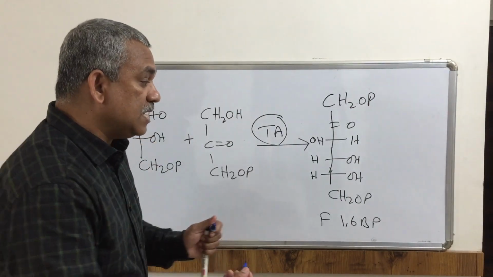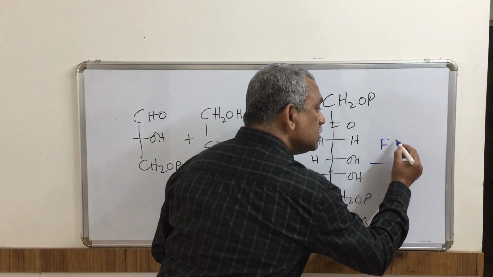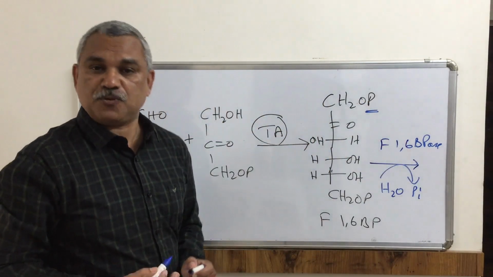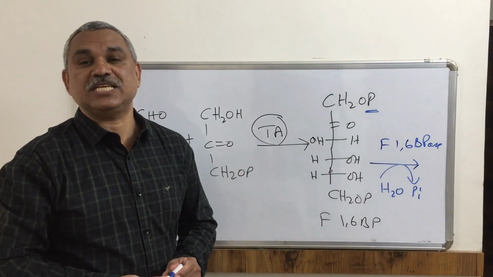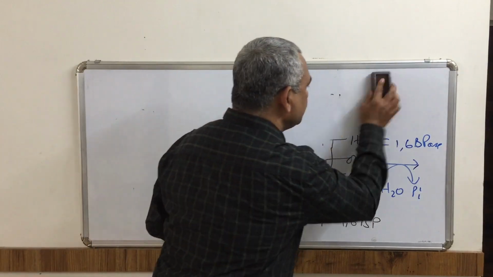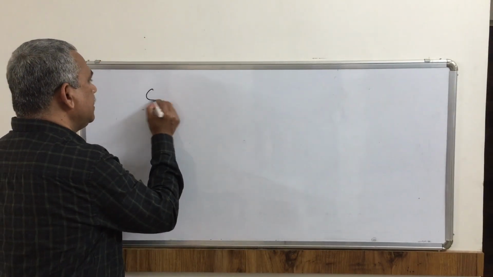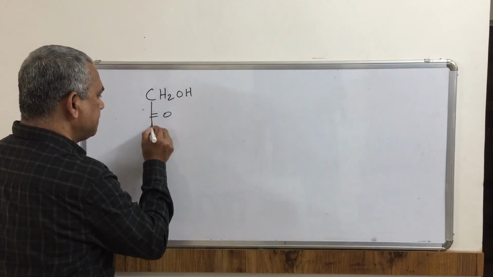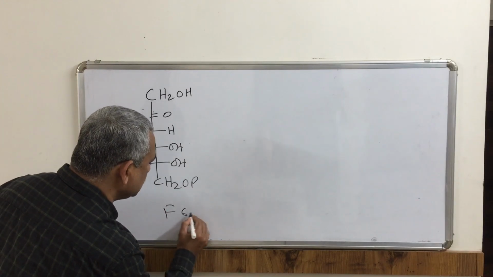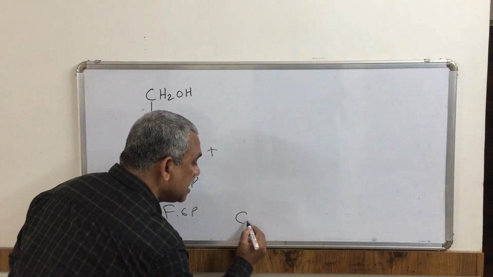In the next step, this fructose 1,6-bisphosphate is acted upon by an enzyme known as fructose 1,6-bisphosphatase. That is hydrolyzing one of the inorganic phosphates from the first position, and the end product is going to be fructose 6-phosphate. Once we have fructose 6-phosphate, we'll write the structure. Here is CH2OH. This is fructose 6-phosphate.